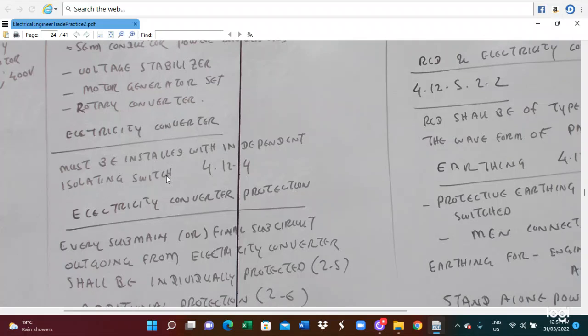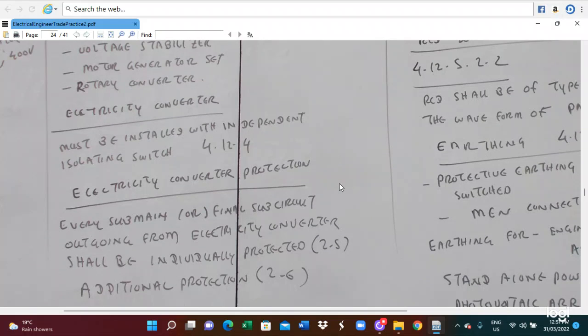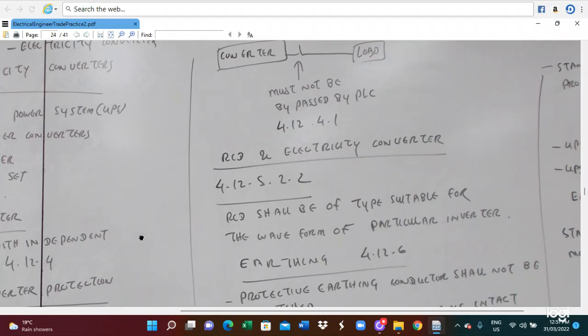Similarly, an electricity converter must be installed with an independent isolation switch. So all electricity converters need to be installed with an independent isolation switch. This is clause 4.12.4 of AS/NZS 3000. For electricity converter protection, every sub-main or final circuit outgoing from the electricity converter shall be individually protected. This is clause 2.5. Additional protection needs to be provided for clause 2.6. So this is clause 2.5 and clause 2.6 on electricity converter protection.